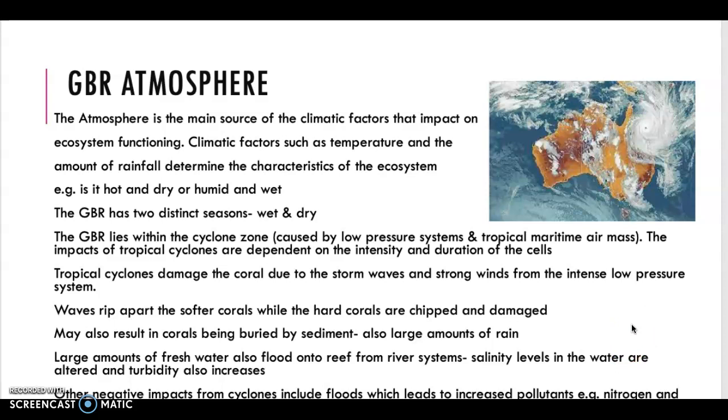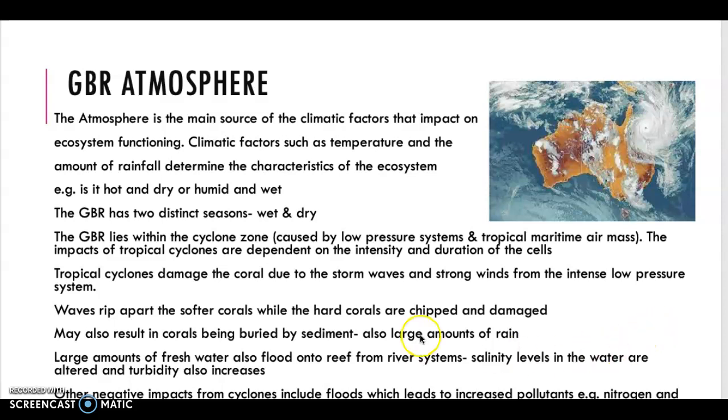They break apart coral, they cause large storm surges with the waves, and they can rip apart and damage the coral beds that exist. It can also lead to corals being buried by sediment because the cyclones tear through all the sand and stir it up, which increases turbidity in the water. It can also lead to events like flooding if there's more rainfall than would normally be occurring.